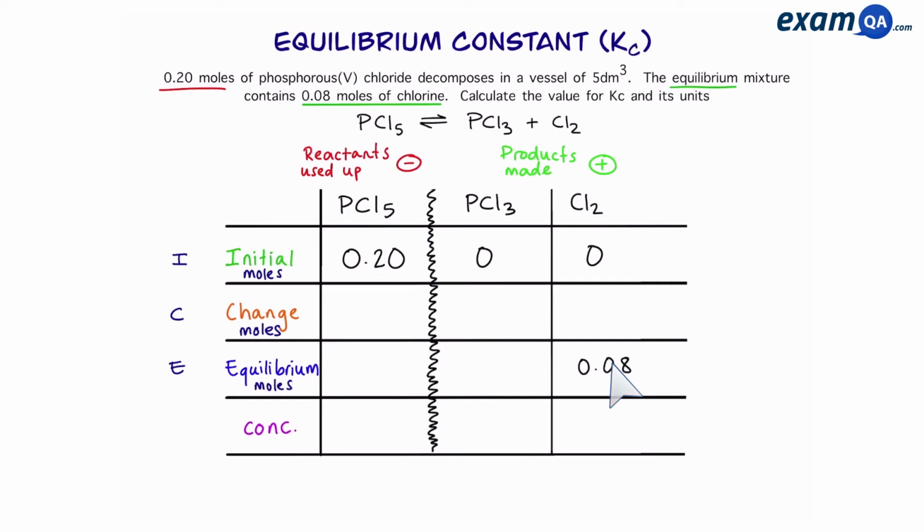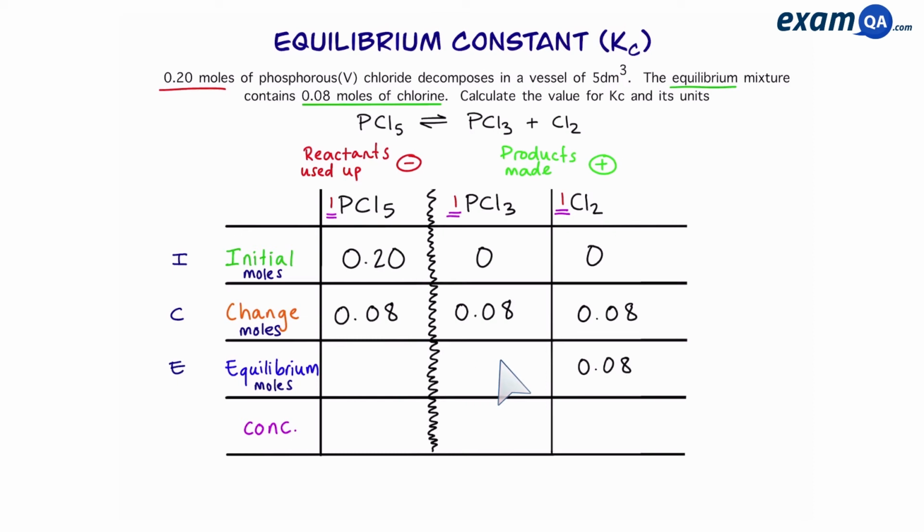Okay, now we can work out the change for chlorine. It started at 0, it's gone up to 0.08. So that means the change must be 0.08. Once you've worked out the change for one of them, you can now use the balancing equation to work out the change for the rest of them. So we can see that they all have nothing in front of them. Based on this, I can now say that all of them will have the same changed moles because it's a 1:1:1 ratio.